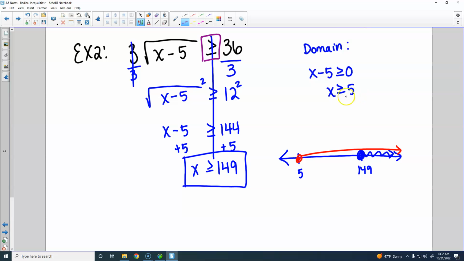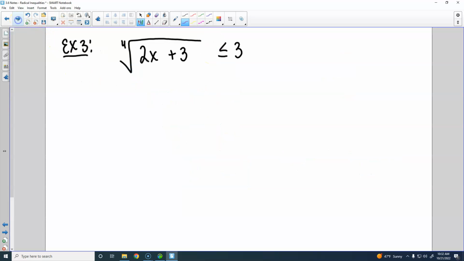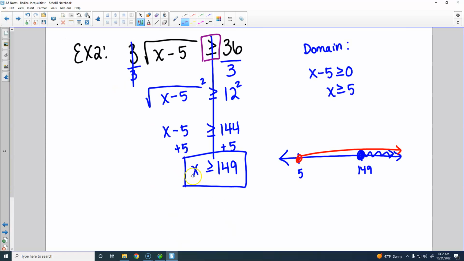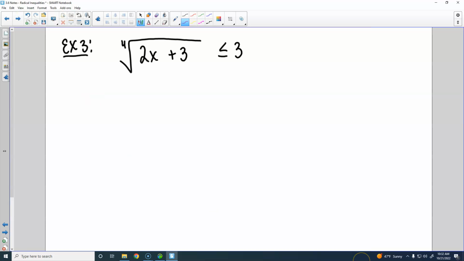Most of the time the issue is whenever you have a less than sign, because your answer ends up being like x is less than something, but it actually also has to be greater than this other value. So it's usually a less than, although there can be exceptions to that. Okay, so our answer on that one is x is just greater than or equal to 149. The 5 does not affect it. Here's our next one.